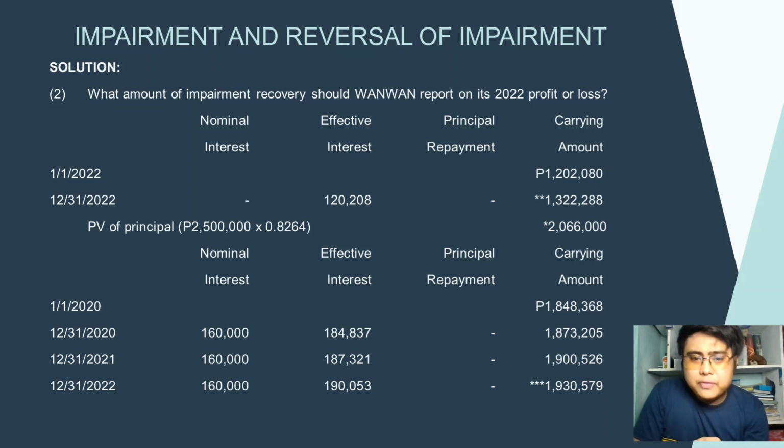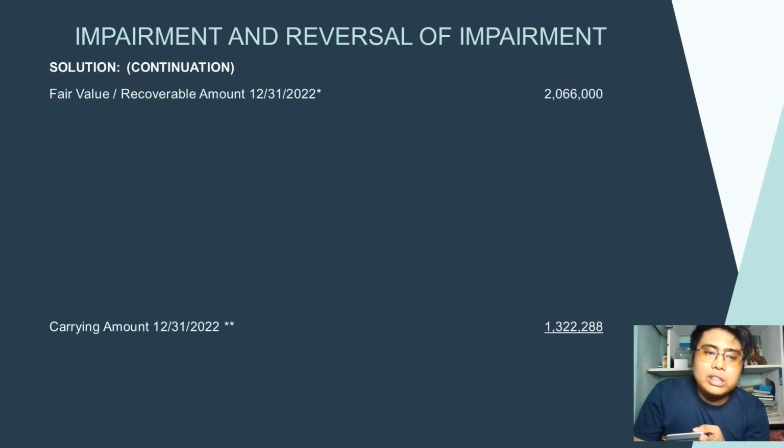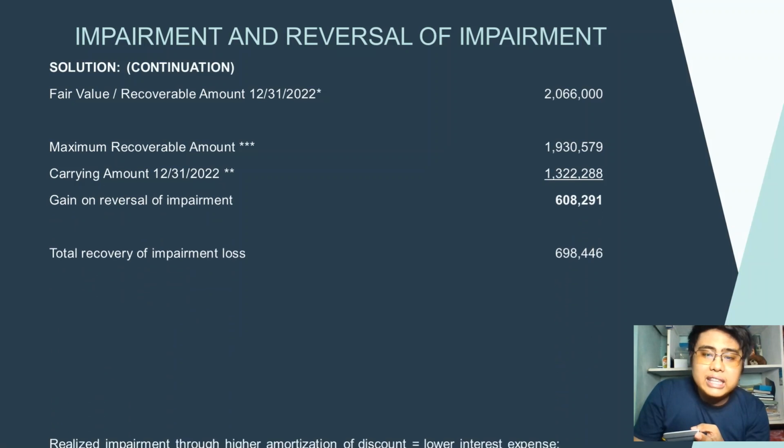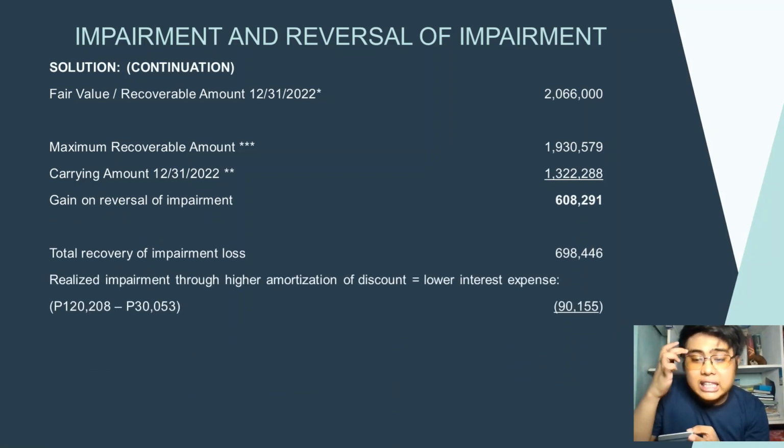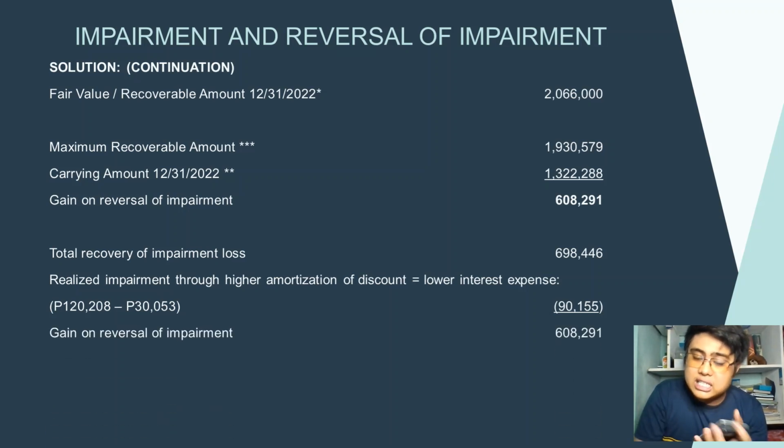So, because of impairment, pagdating ng 2022, mas mataas ang interest income mo ng 90,155. So, 698,446 minus 90,155. So, the answer is again, pareho lang din ng kanina, 608,291. Diba, magic?